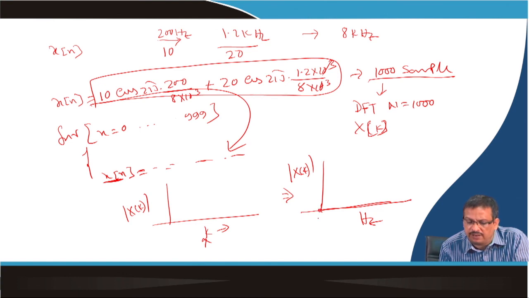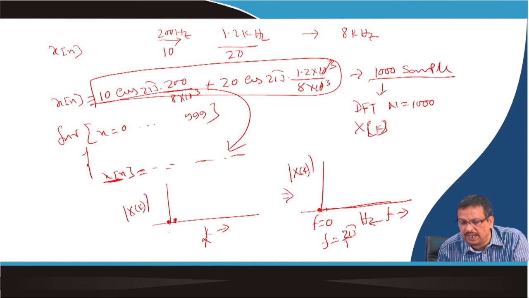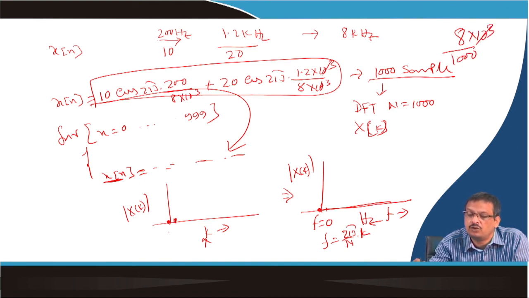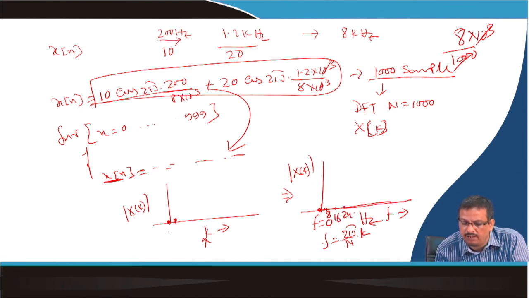K equal to 0 means f equal to 0. So this scale is f. K equal to 1 means f equal to how much? f equal to 2 pi by N into k. So k equal to 1 is nothing but 2 pi. What is the 2 pi? 2 pi means 8 kilohertz, since the sampling frequency is 8 kilohertz. So 8 divided by N equal to 1000, so the resolution is 8 hertz. So I get 8 hertz, 16 hertz, 24 hertz, 32 hertz. Those points I will get.